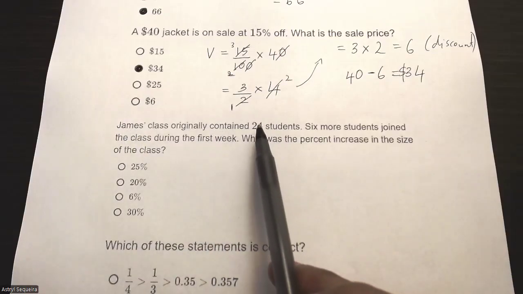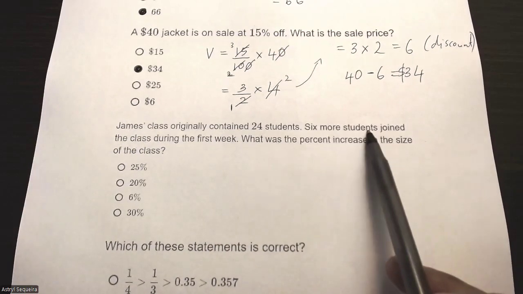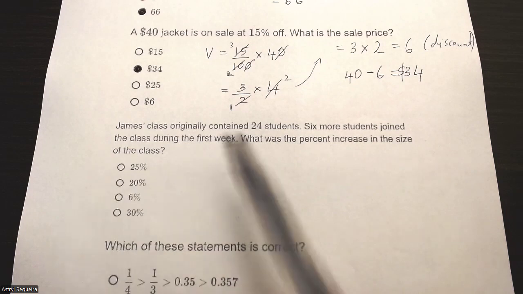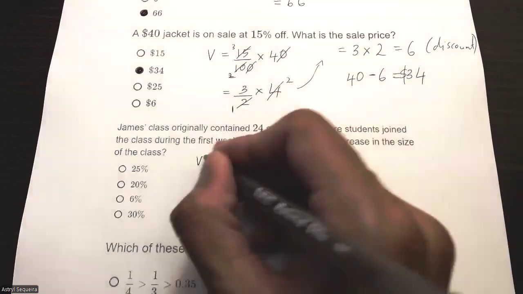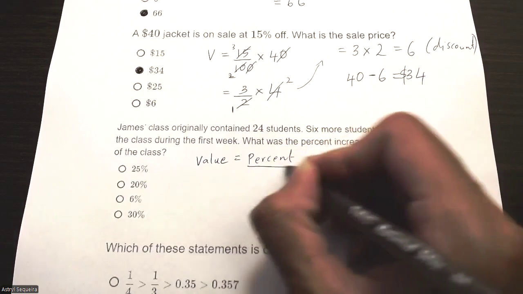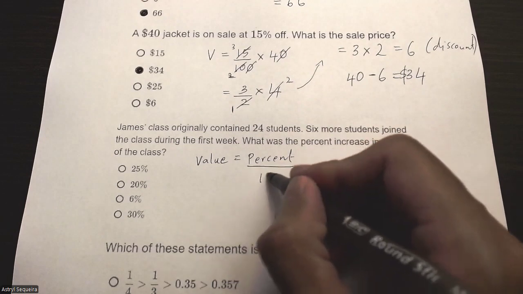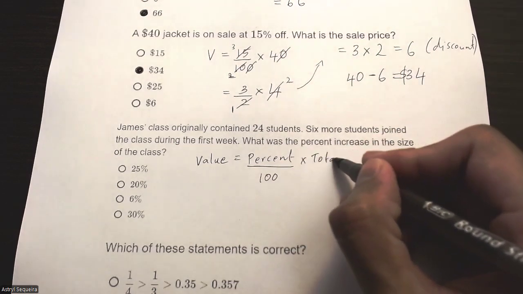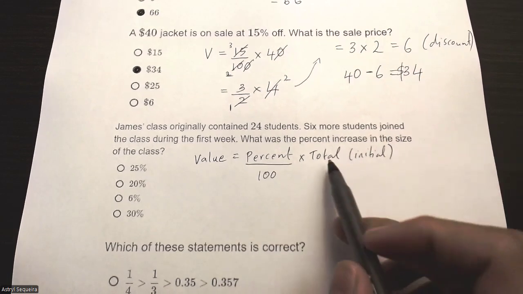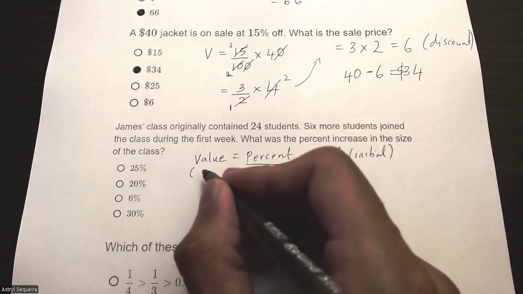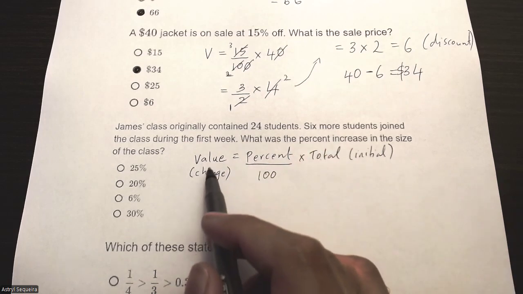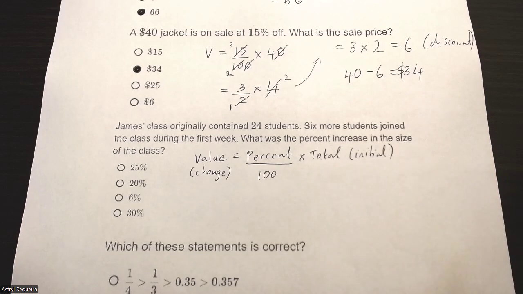James' class originally contained 24 students. 6 more students joined the class during the first week. What was the percent increase in the size of the class? So again, we're using the exact same formula. I'll rewrite it again for you because it's out of the screen, but value equals percent over 100 times total. And remember, the total is also sometimes the initial value. So this can be replaced with initial value, can also be replaced with the change. So value and change are the same, and total and initial value are the same.